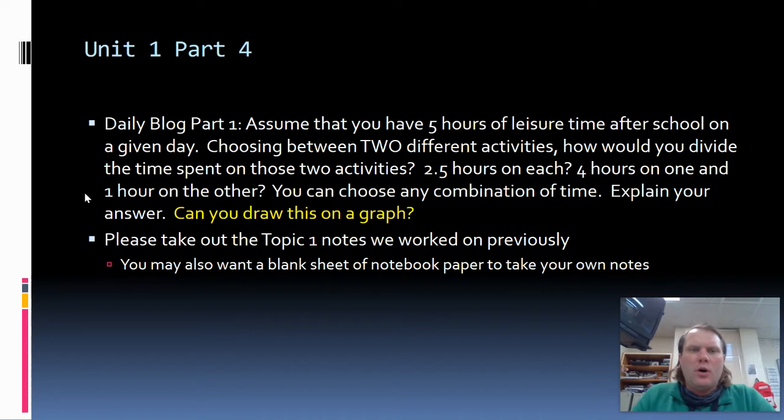Starting out with a daily blog here. We're going to show you a concept that allows us to show on a graph all of our possible options. We're starting out with, in this case, 5 hours of leisure time, but you've got to pick between two activities. You can't do more than two, which makes our life a little bit more difficult, but makes our graph a whole lot more simple. So go ahead, take a shot.